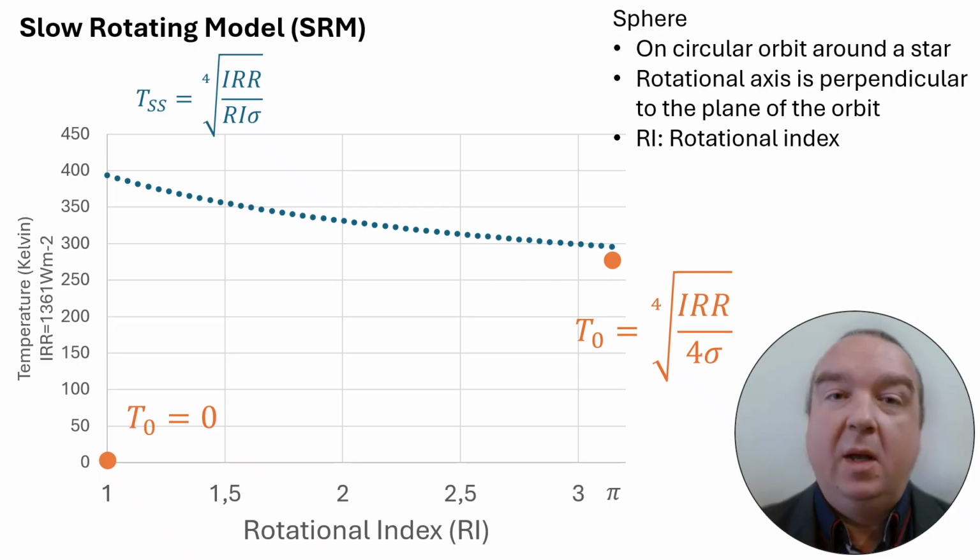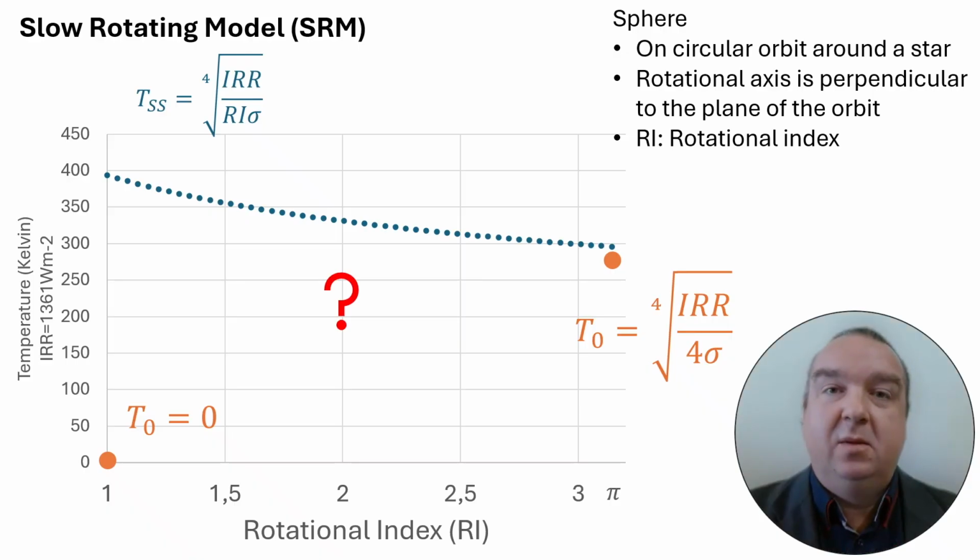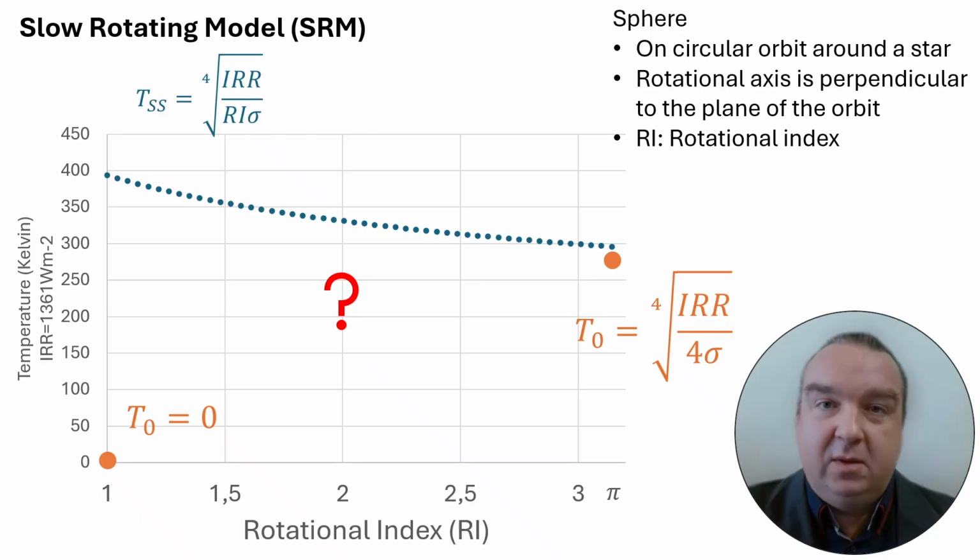In the standard temperature model, the nighttime radiation is 0. For the fast rotating model, the nighttime radiation is equal to this expression I show you on this plot. The question is, what is in between them? We are talking about a type of matter.